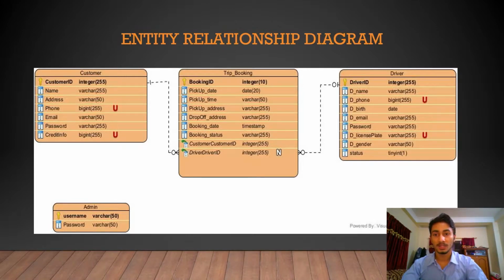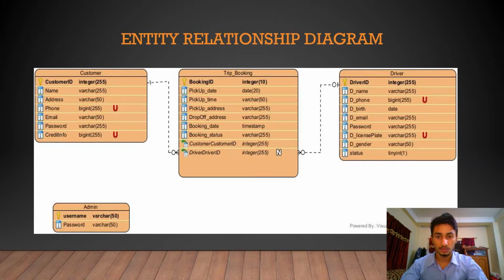this table. Similarly, the pre-booking table has various columns like booking ID, pickup date, pickup time, pickup address, drop-off address, booking date, and booking status, and I have used two foreign keys in this table, which are customer ID and driver ID. In the driver table there are various columns like driver ID, driver name, phone number, date of birth, email address, passport, license plate, gender, and the driver status, whether he is available or not at the moment.